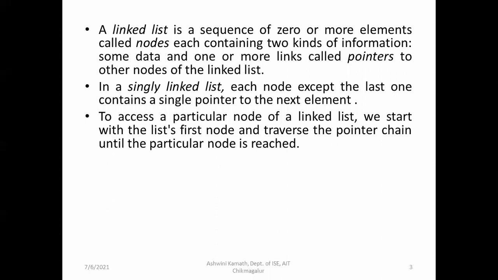To access a particular node of a linked list, we start with the list's first node and traverse the pointer chain until the particular node is reached. So what we do, we begin with the first one. That is usually called the header node, and that header node will have the address of the first node. Using that first node, each node will have the address of the next node, right? So we are going to traverse using this pointer in the linked list.